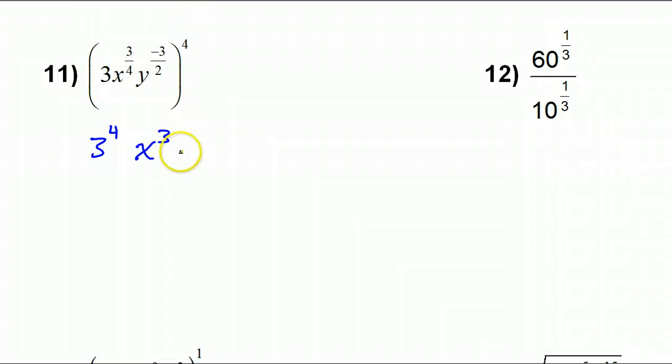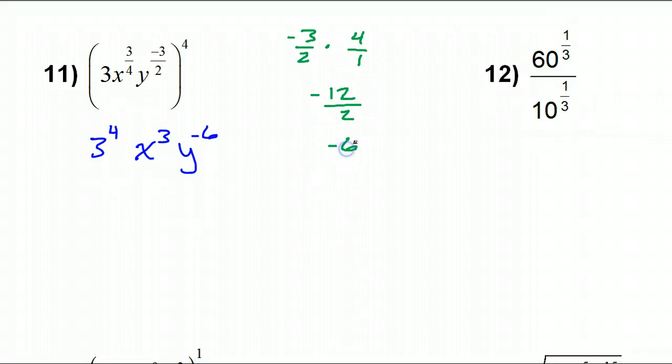Now, same thing with the y's. Now, if you did this my way, you would go, okay, 2 goes into 4 twice. And then that leaves -3 times 2, which is -6. Alright, that is the most efficient thing to do. Now, but if you insist on doing it the long way, then you're going to do -3 over 2 times 4 over 1. And that's going to make -12 over 2, which is -6. Same result. Okay, so now we've got this.